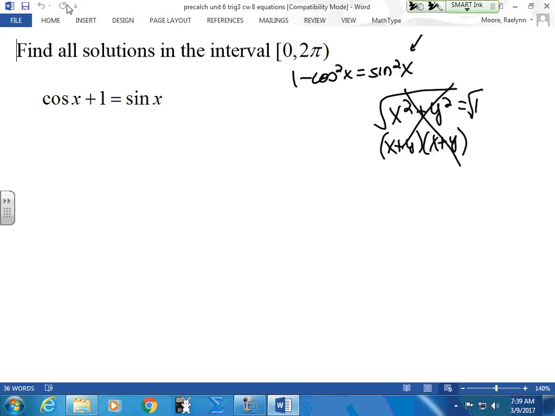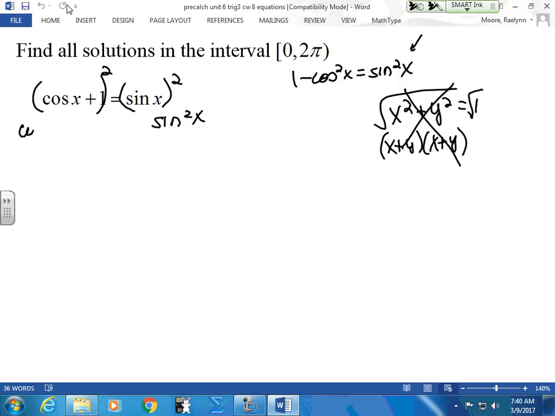I gotta get sine to say sine squared. So how can I do that? I may not be able to take the square root of both sides, but I can take the square of both sides. And then you plug in. This is nice. It becomes sine squared. Okay, does this become cosine squared plus 1? No, we gotta FOIL that out.